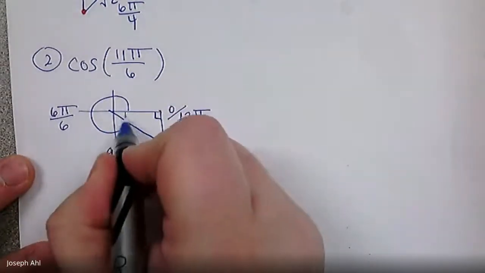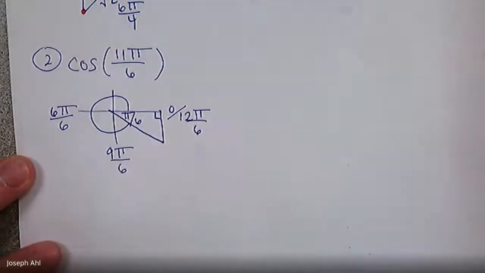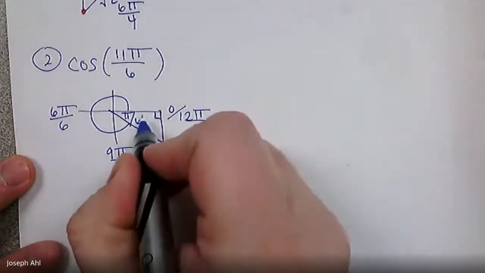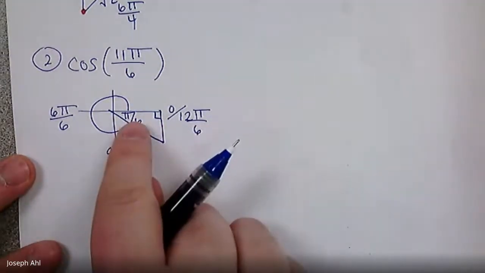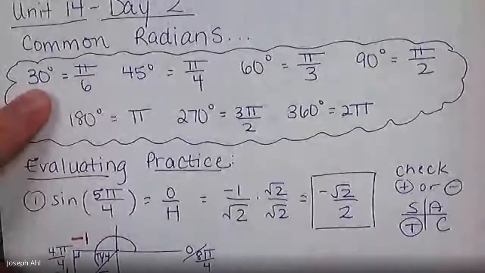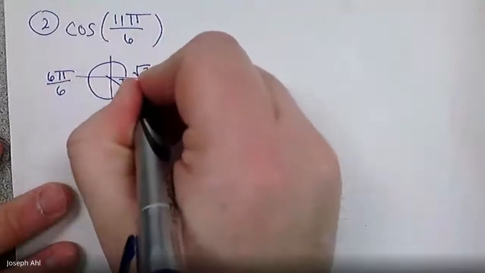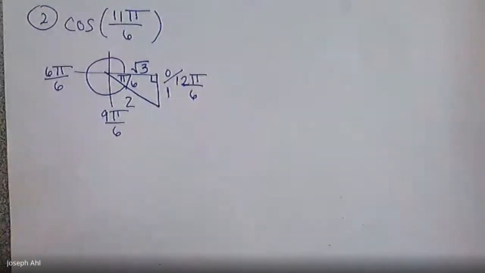And like I said, the reference angle: how much more would I need to complete that circle? Another pi over 6 would get me to 12 pi over 6. So the reference angle is pretty easy to find, but what we now have to remember is what this is in degrees so that I can label the sides correctly. Well, pi over 6 is 30. So across from 30 is a 1. Across from 60 up here would be radical 3. And the hypotenuse is 2.